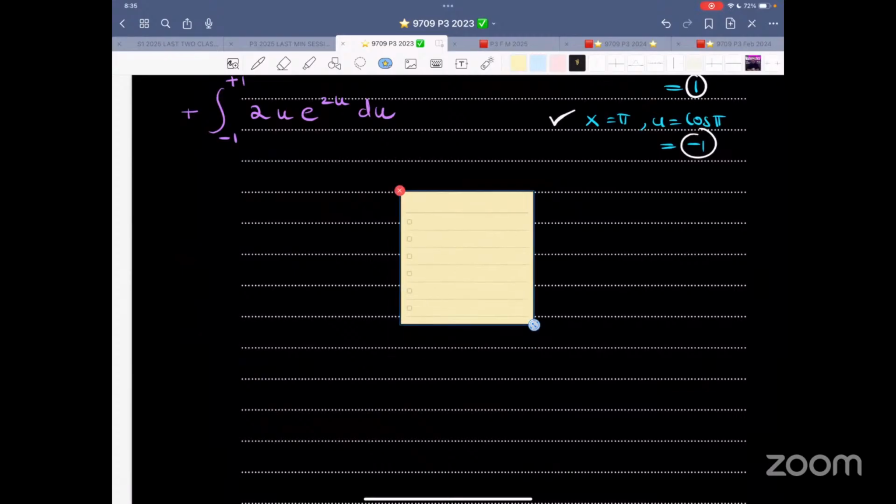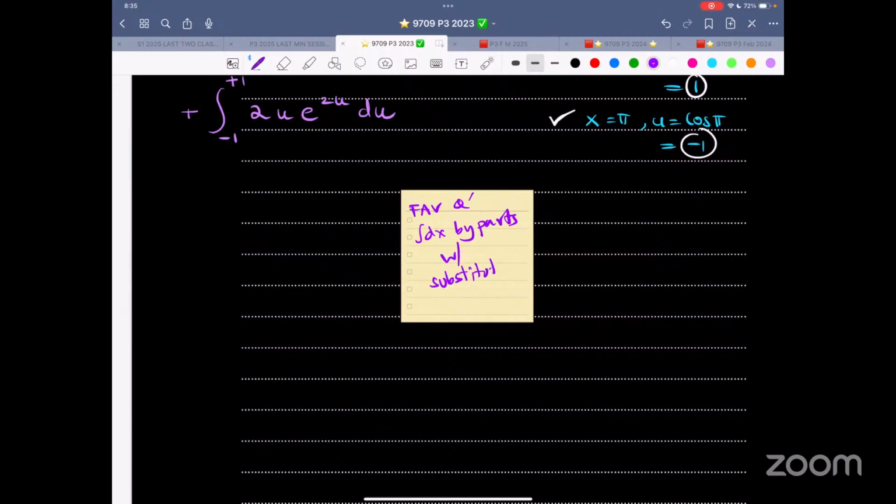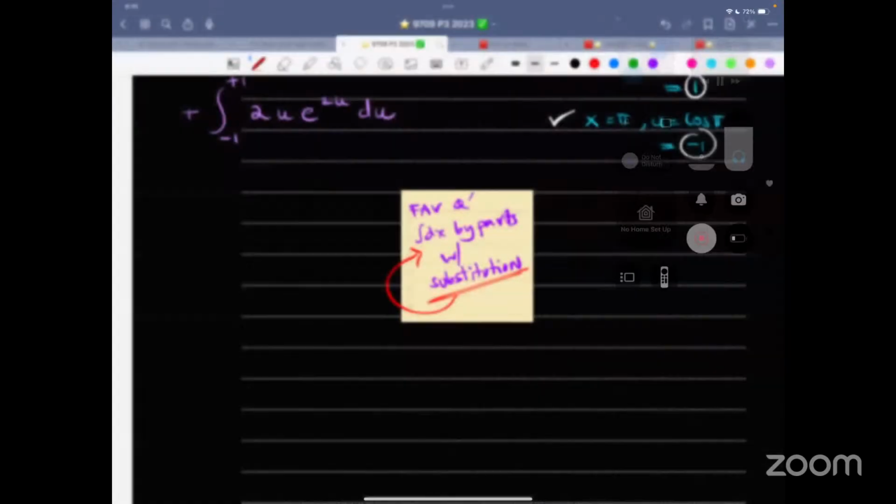So let me write over here. This is again a favorite question of integration by parts with substitution. So it's basically substitution first. It's substitution first, and then it's integration by parts. So let me just reduce the brightness a bit.